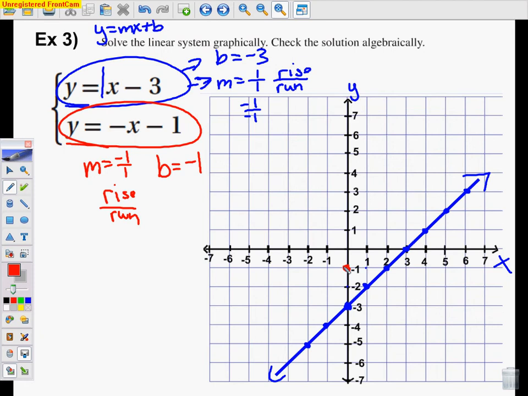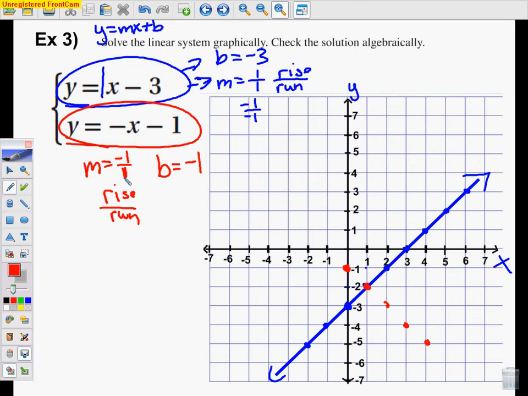So we're going down 1, right 1. Down 1, right 1. And once again, we went down 1, right 1 because it was negative on the top. So how do you rise -1? By going down. It was +1 on the bottom. So how do we run +1? We go to the right.